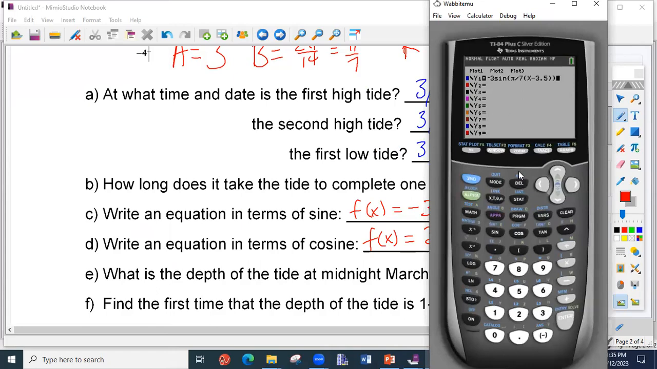I can then go look at the table, right? So I'm going to go second graph, scroll down to my table at 12. And what does it say? Oh, it was not at 2. It's at 1.87.